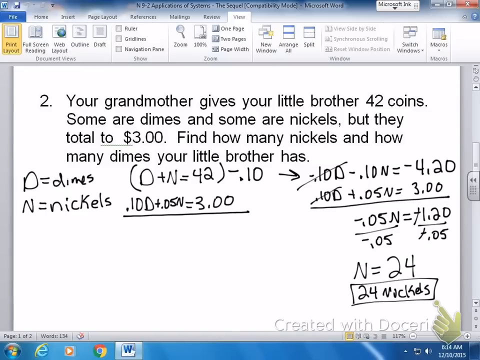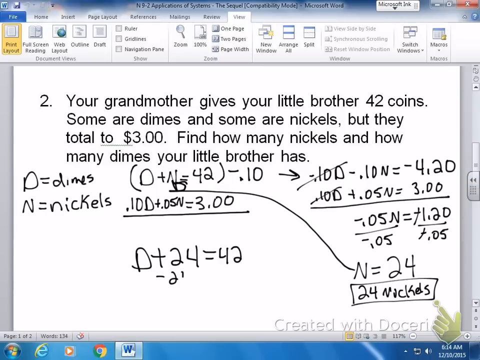Now I need to take that 24 and plug it into one of my equations. I'm going to plug it into this one right here. So I have D plus 24 equals 42. I can subtract 24 from both sides, and I get D equals 18. So I have 18 dimes.